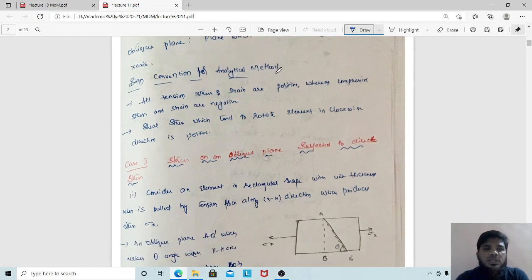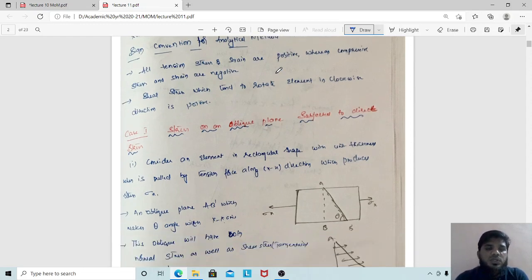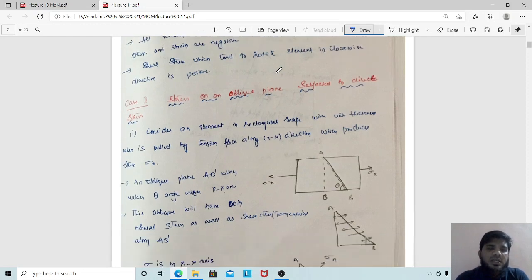All the tensile stresses and strains are positive, whereas compressive ones are negative. We have already studied this in the initial sections itself. A tensile force will always be considered positive, and compressive will be taken as negative. Similarly, the shear stress which tries to rotate clockwise is positive, whereas anti-clockwise is negative.